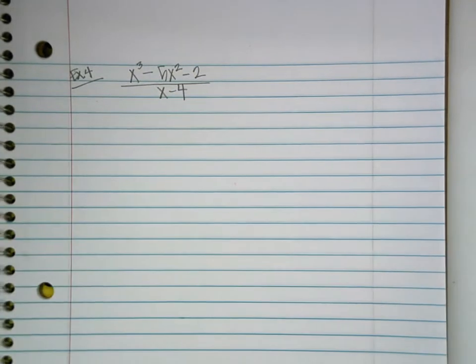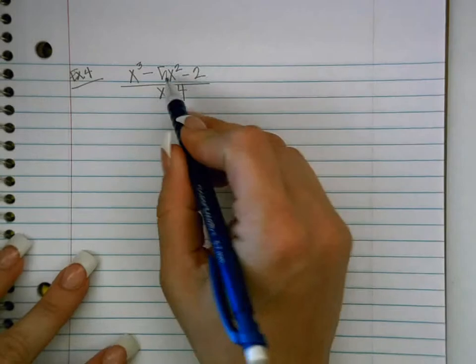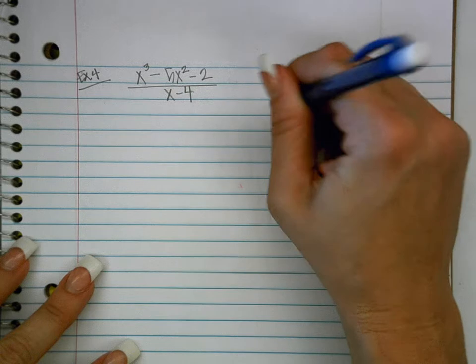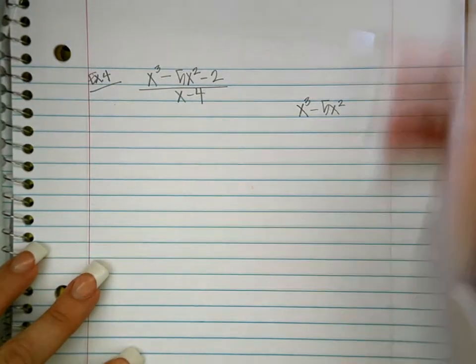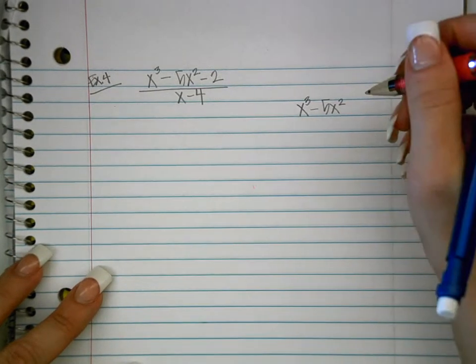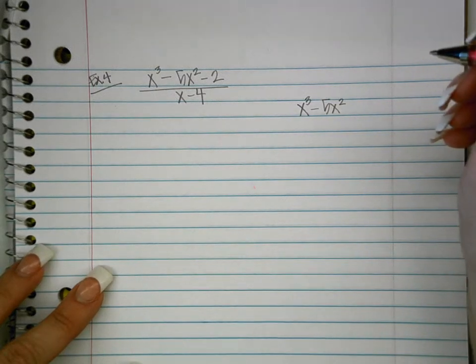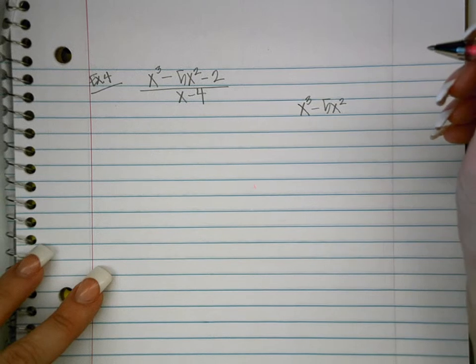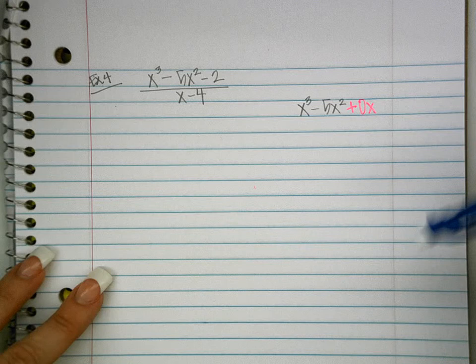If you don't realize that there's something missing, your whole division problem is going to be messed up. It's not going to come out nicely. So basically when you rewrite this, when this goes on the inside, this is going to be x cubed minus 5x squared. If you're missing something, you have to add it in. What could I add to this equation without changing it? Plus 0. So plus 0x. I'm going to put in 0 x's and then minus 2.